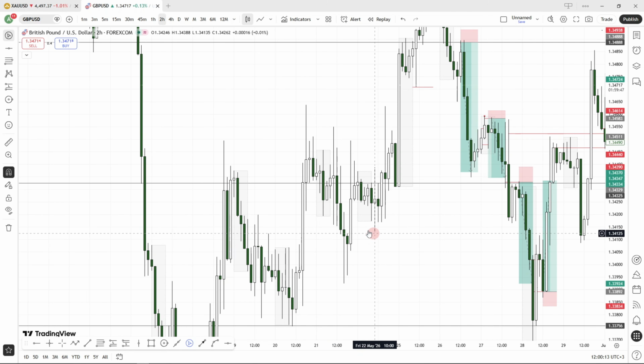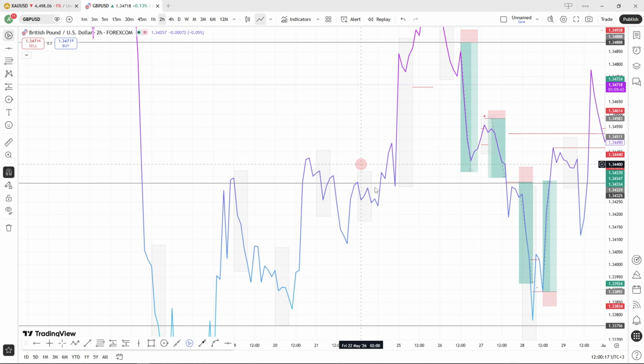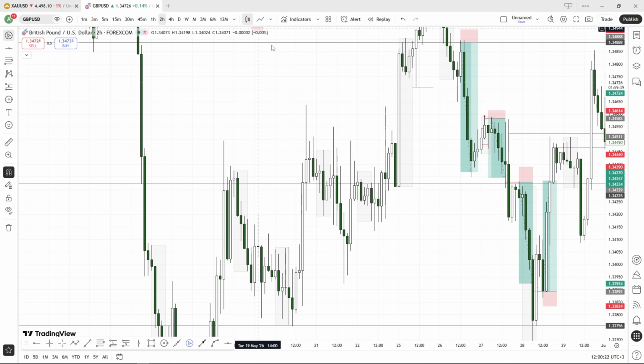What did we say? Once a mitigation gives you a break of structure, if I go to the line chart, this is the mitigation, and then we can see we had a break of structure. Let me consult the candle chart. This is the mitigation. Once you've had your mitigation to a fair value gap, remember what we should do is find a key level that is below it, and then we can have buys.